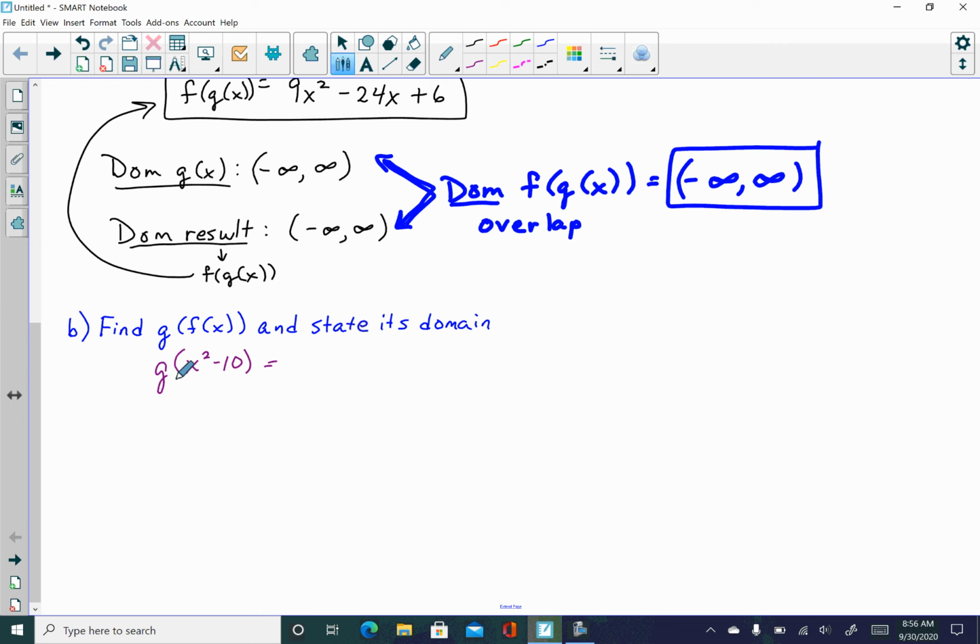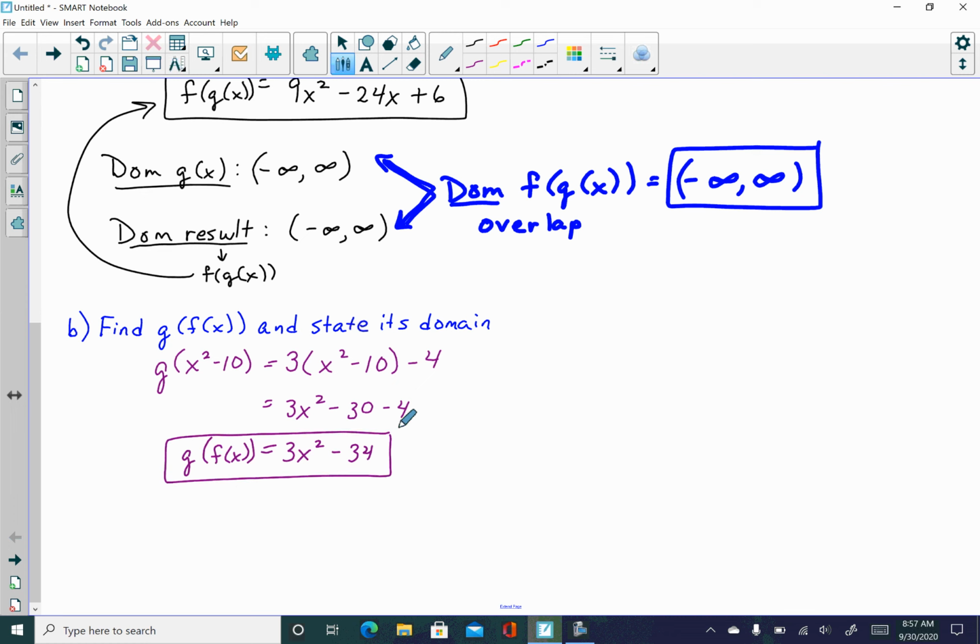Now this says go to your g function. Everywhere you see an x, plug in x squared minus 10. So I have 3, I see an x, so parentheses, x squared minus 10, and then I have my minus 4. Take that 3 and distribute it. So 3x squared minus 30 minus 4. And so then that gives us 3x squared minus 34. So that is g of f of x.